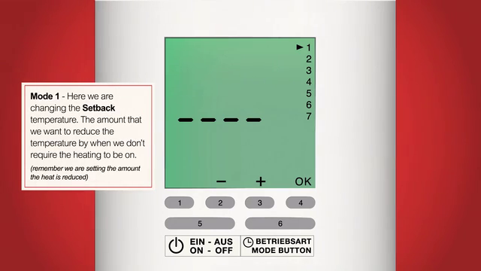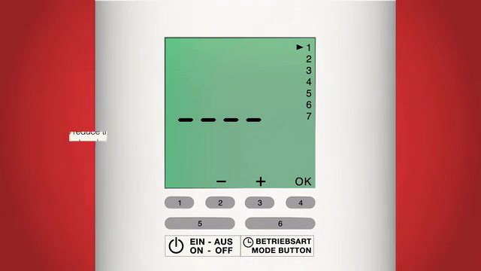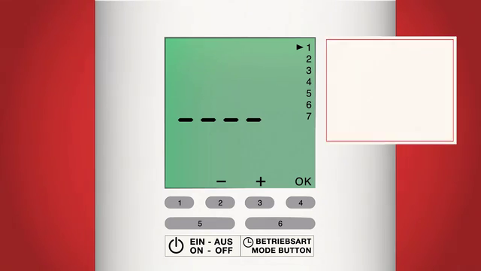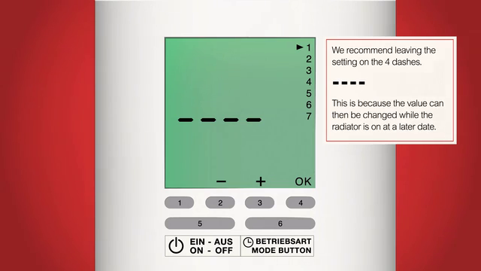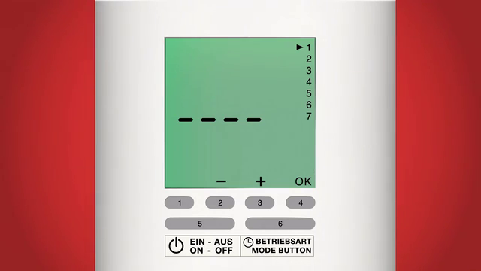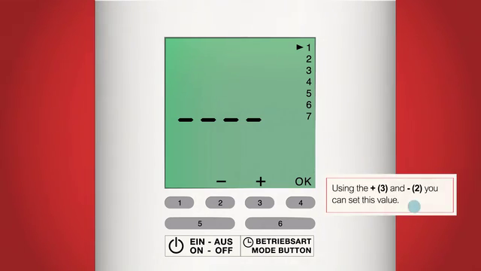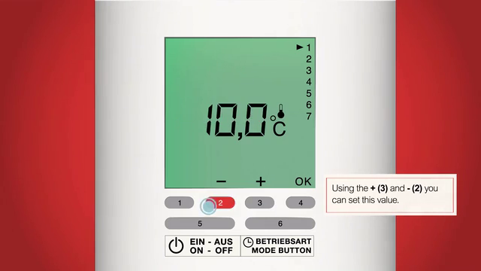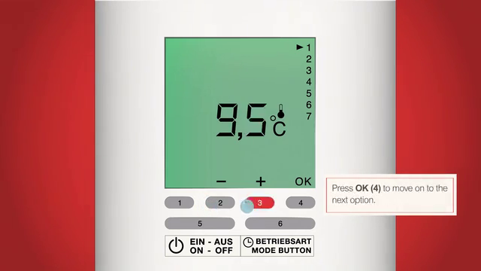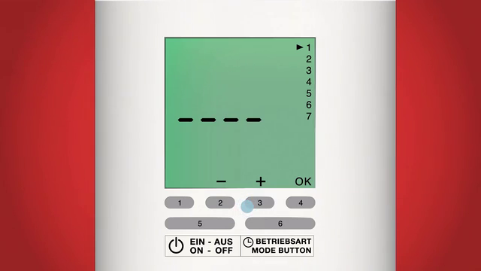This will set an amount to reduce the temperature of the radiator by when you are out or go to bed, preventing the radiator from having to work harder to reach the desired temperature, as well as taking less time to reheat the room. However, we highly recommend leaving this on the 4 dashes, as this provides us with much more flexibility when we are using the radiator later on. If you have accidentally changed the setting, use the plus button, button 3, to return the value to the 4 dashes. Now press OK, button 4.